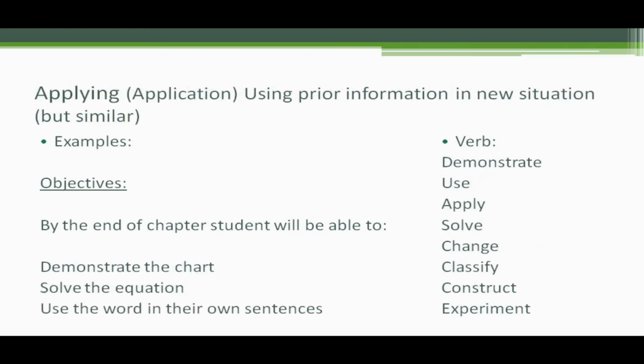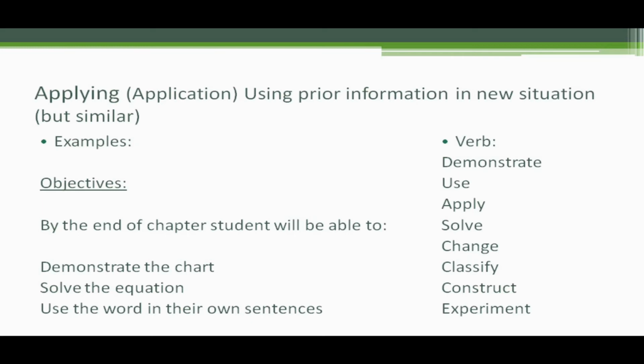Now, we have the applying level. It is called application level. Here, the learner uses prior information in a new situation, but it should be similar. He uses the similar things, whatever he remembered and understood.